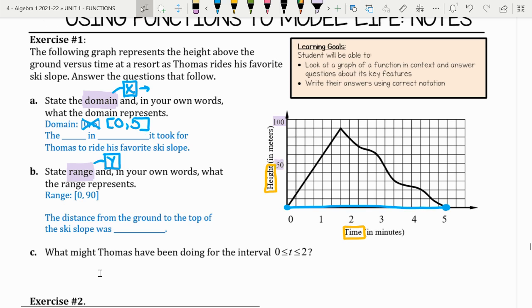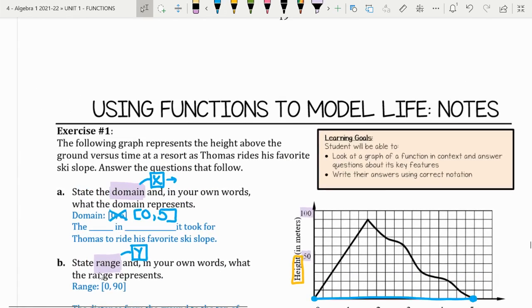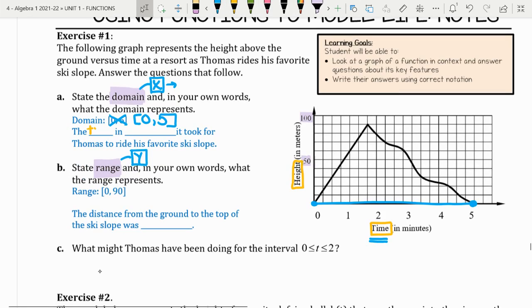And then it says state what the domain represents. Well, it says it right here, the time. So if you take the time, no pun intended, to actually look at the graph and take a little breather, it's easy to answer these things. So the time in this case, it's minutes. And again, I'm reading that straight from the label. It took for Thomas to ride his favorite ski slope. So he was skiing for 6 minutes.